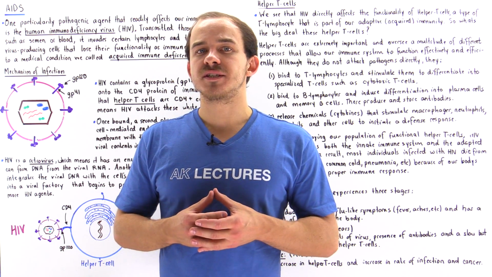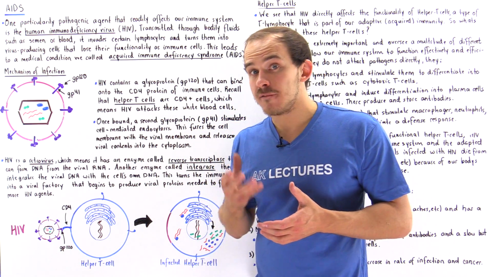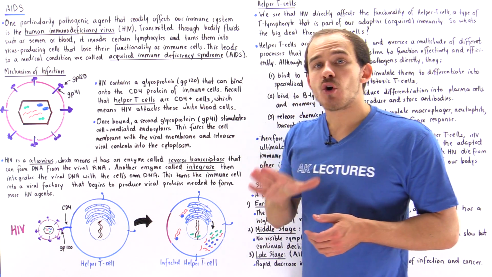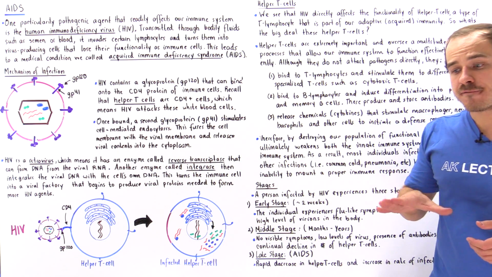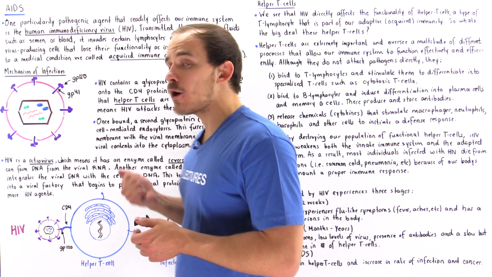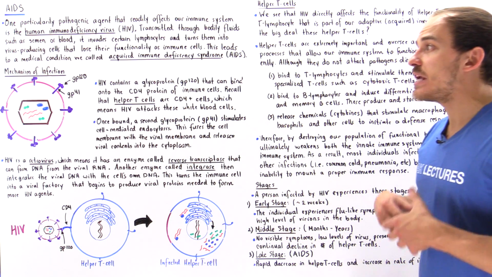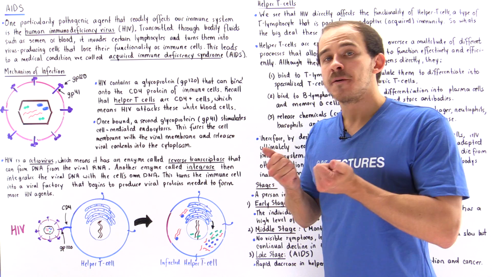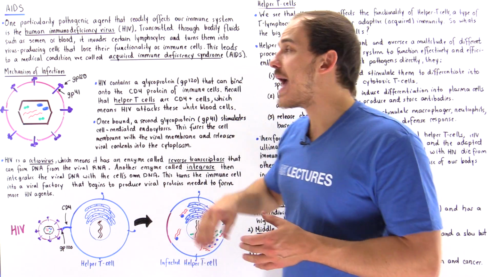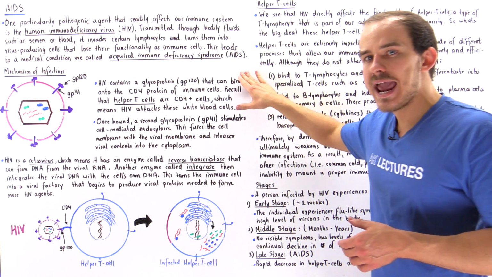cells, special lymphocytes of our immune system, and transforms these healthy lymphocytes into virus-producing cells that ultimately lose all their functionality as immune cells. They lose their ability to defend our body from infections and from invading pathogens, and this greatly weakens our immune system and leads to a medical condition known as acquired immune deficiency syndrome, or simply AIDS.